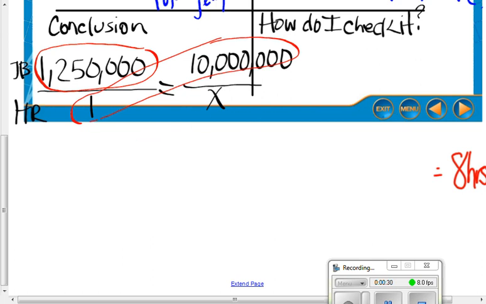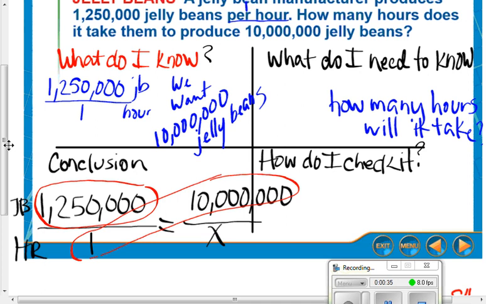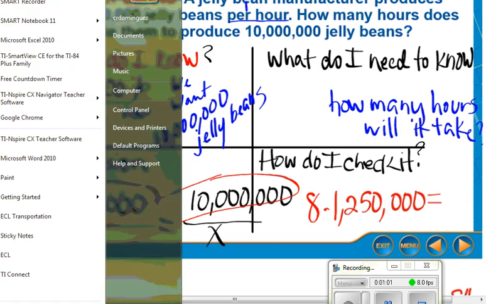How do I know for sure that the answer is 8 hours? Well, let's see. If I want to make sure, I can just plug it in, right? Because I should be able to say 8 hours times 1,250,000, and see what that gives you, right? So I'm going to pull up my calculator, and let's see if I've got one that will load up pretty quick.